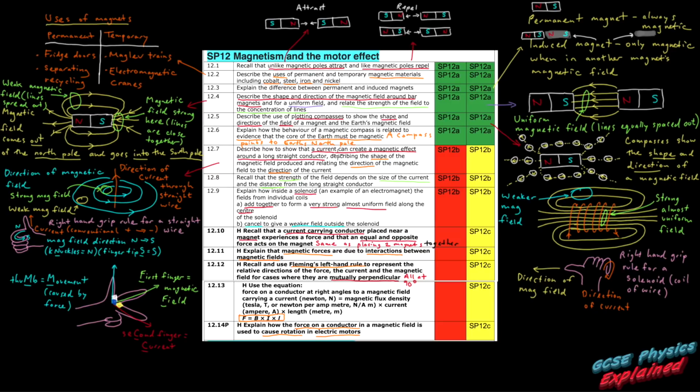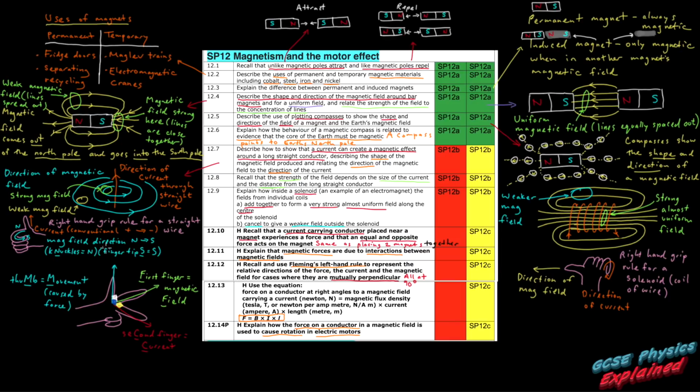Describe how to show that a current can create a magnetic effect around a long straight conductor, describing the shape of the magnetic field produced and relating the direction of the magnetic field to the direction of the current. So you want to use the right hand grip rule for a straight wire. Point your thumb up, point your fingers round like that. Your thumb shows which direction the current's going as it's going through the wire. In this case, the current's going upwards. And the fingers would show which way the field goes.